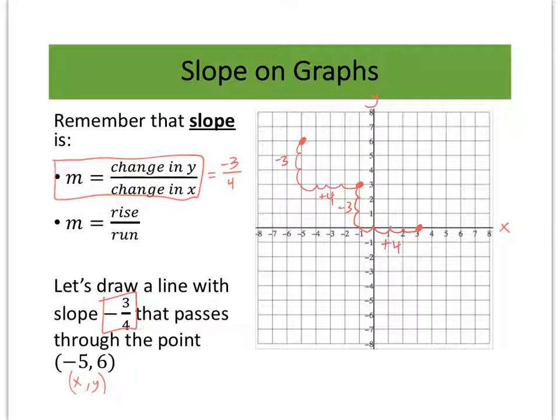And once I do this a few times, I can repeat the process. So I go down 3, 1, 2, 3, and over 4, 1, 2, 3, 4. And I can start plotting all the points on this graph. And once I've got enough points to see how to graph it, I can use a ruler and connect all the dots. And that's a line that has a slope of negative 3/4 that passes through the point negative 5, 6. Negative 5, 6 is the point over here.